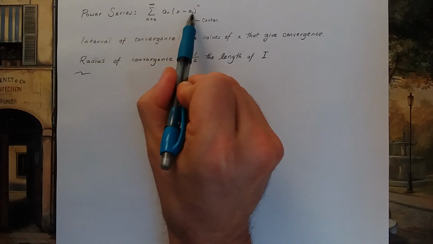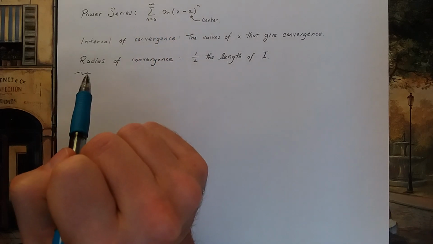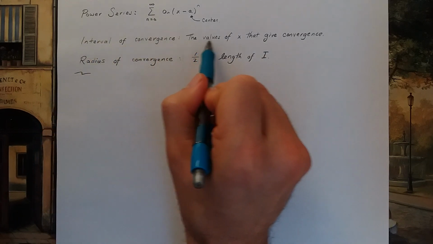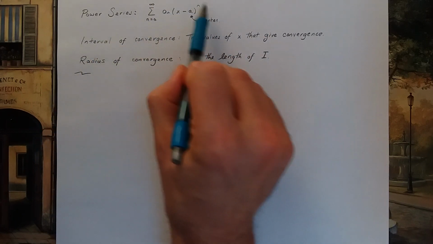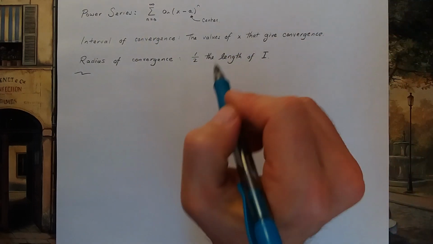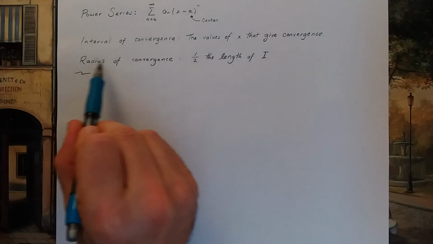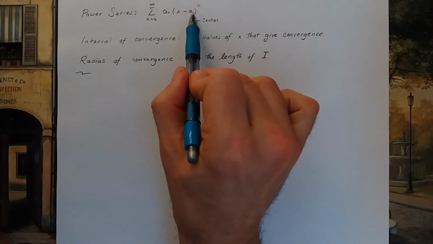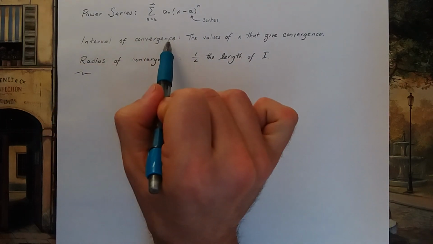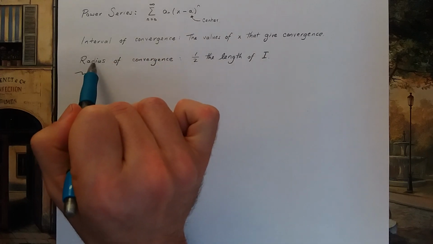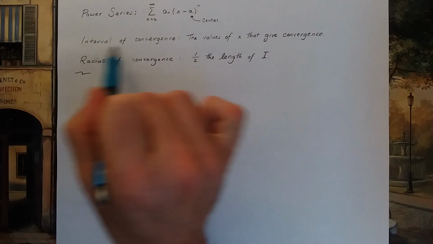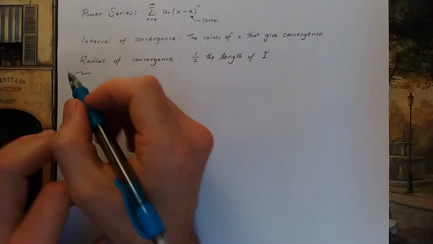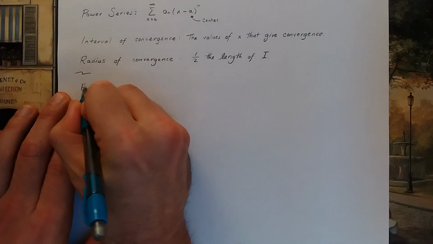The center of the power series is this a value. The interval of convergence, that's just the values of x that you can plug into this function. It's the domain of the function. The radius of convergence is half the length of the interval. The center will always be right in the middle of the interval of convergence. So if you tell me the radius of convergence, then I could deduce what the interval of convergence is as well. So let's do an example.